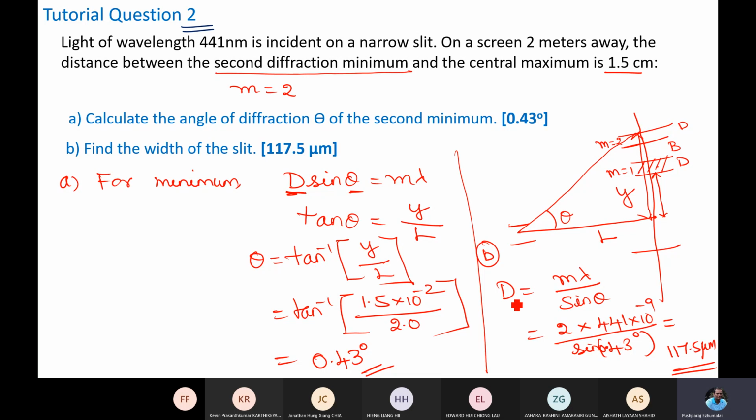First I tried with the other formula, but I cannot do that because d is missing and the angle is missing. So first find the angle, and then go with the d formula to get the answer. Okay. Any questions?